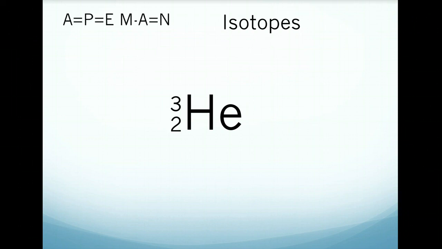So if we apply the ape-man concept here, atomic number is equal to protons is equal to electrons. Okay, so we know it has 2 protons, so we need to find the number of neutrons. So we take the 3, which is the mass number, we subtract the 2, which is the atomic number, and that's going to give us 1. So if we look at helium's only naturally occurring isotope, or a version of helium, we can see that it has 2 protons, 1 neutron, and 2 electrons.